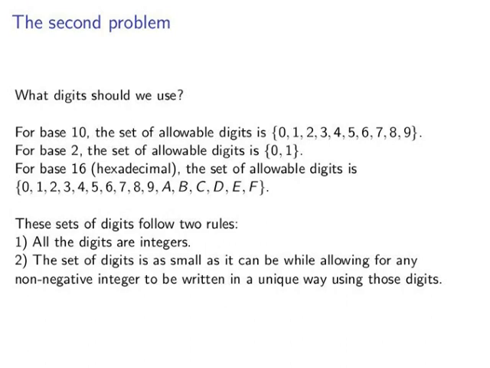The second rule is that the set of digits is as small as it can be while allowing for any non-negative integer to be written in a unique way using those digits. Uniqueness here is a useful property because it leads to compact notation. This second rule, however, we're going to have to ditch. In base beta, if I write down 1, 0, then this is probably not going to be an integer. Instead, we need to look at something else to guide us.